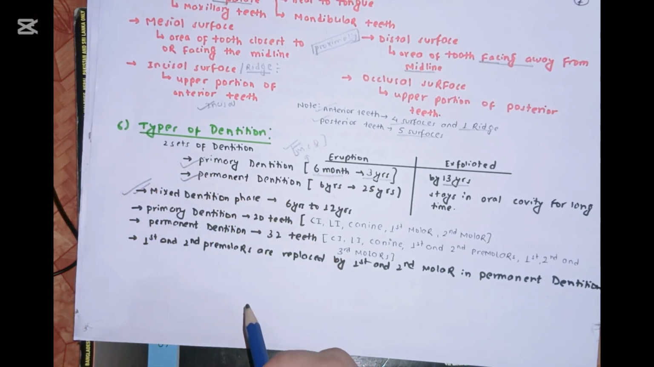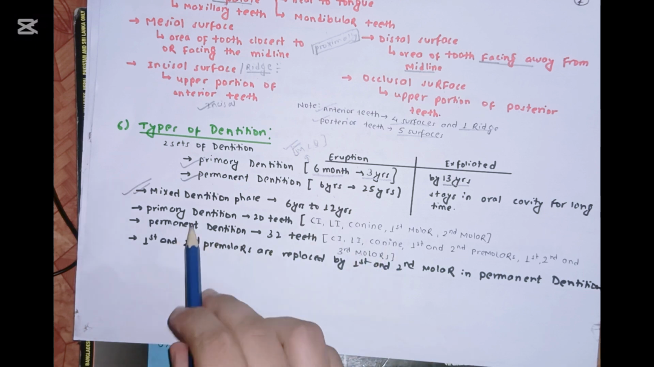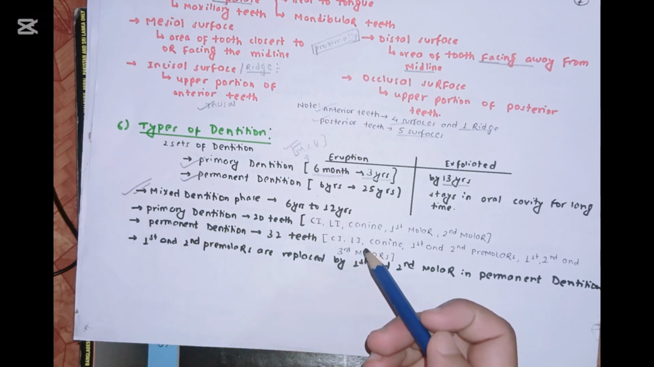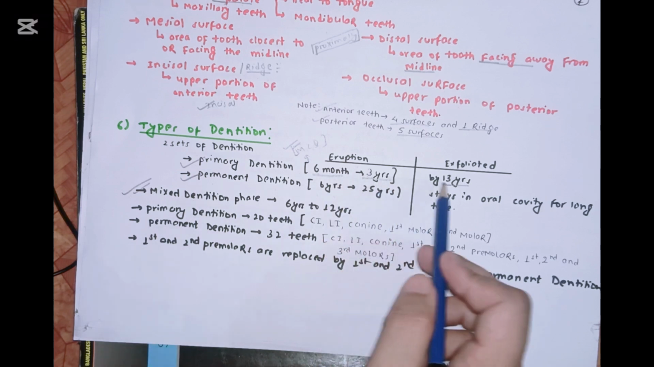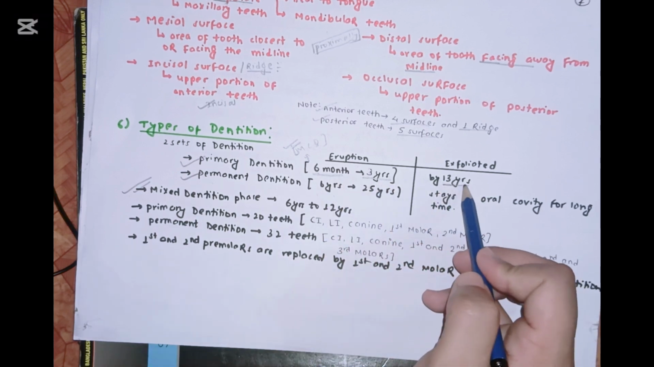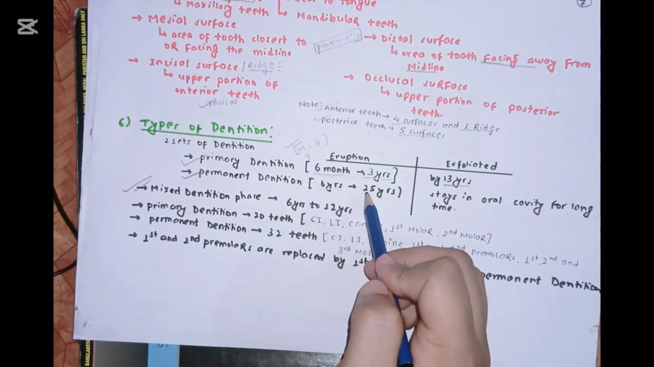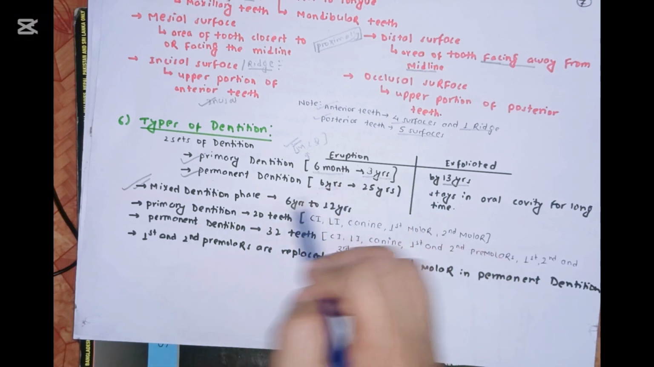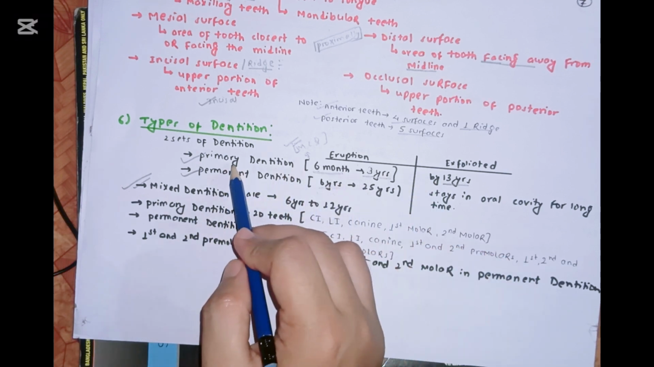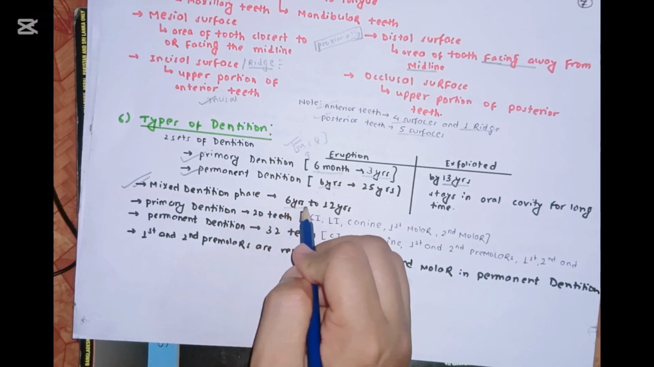The mixed dentition phase is the phase that constitutes both primary dentition as well as permanent dentition. As we can see here, the primary dentition erupts up to 3 years and is present in the oral cavity until 13 years. But the permanent dentition erupts at 6 years itself. So there must be the presence of both primary and permanent dentition in the oral cavity. That period is called the mixed dentition phase, and that is from 6 years to 12 years.